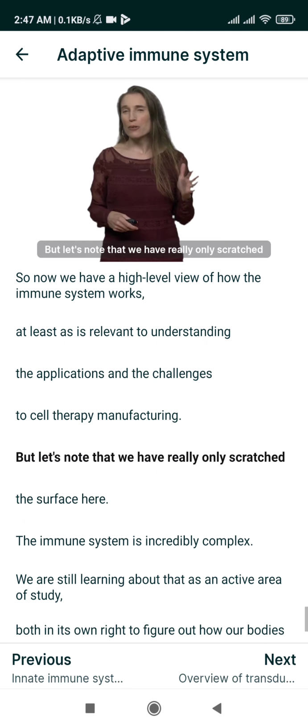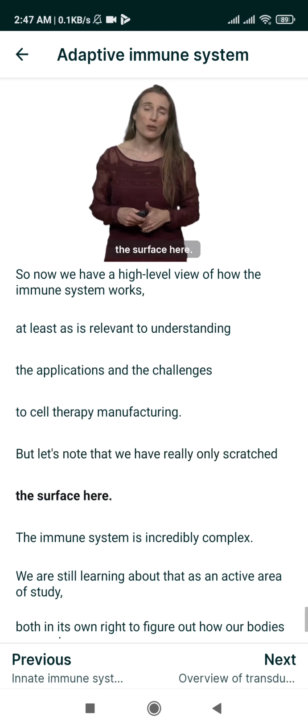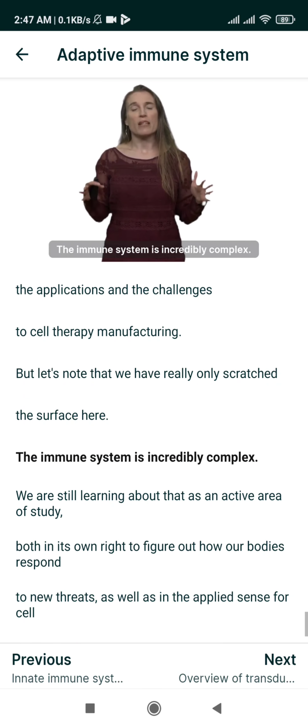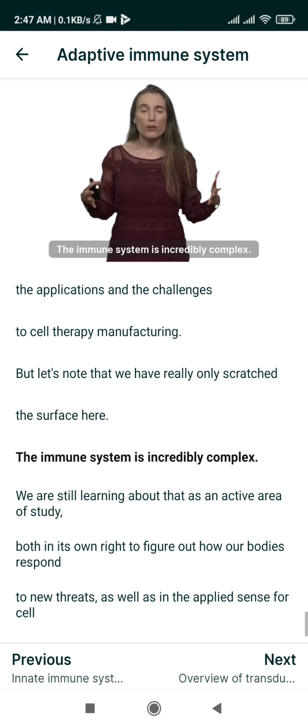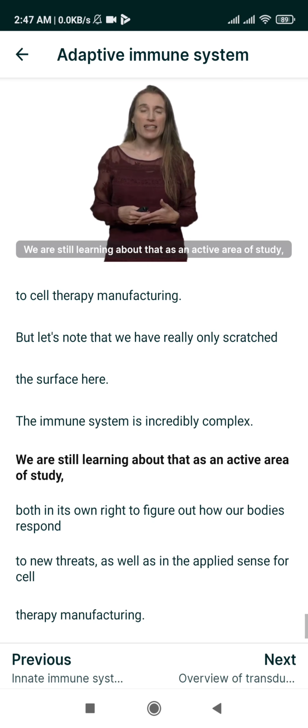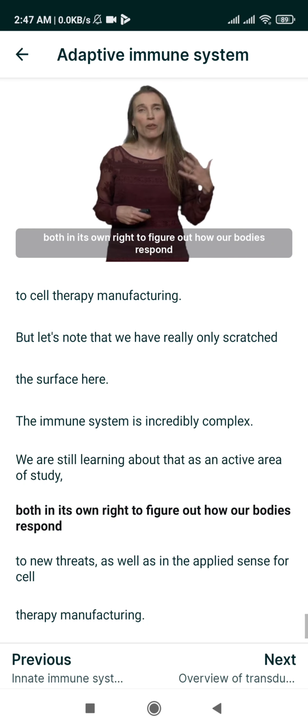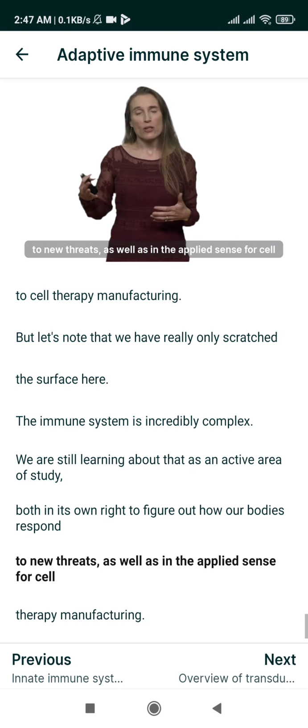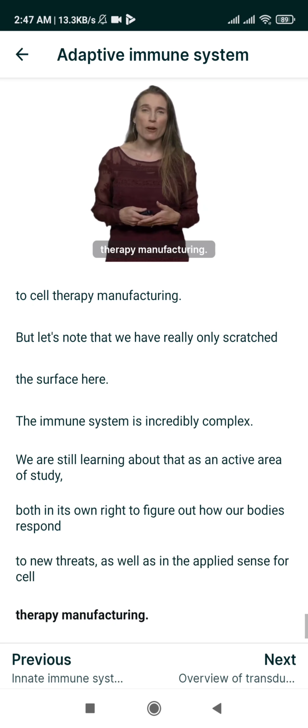But let's note that we have really only scratched the surface here. The immune system is incredibly complex. We are still learning about that as an active area of study, both in its own right to figure out how our bodies respond to new threats, as well as in the applied sense for cell therapy manufacturing.